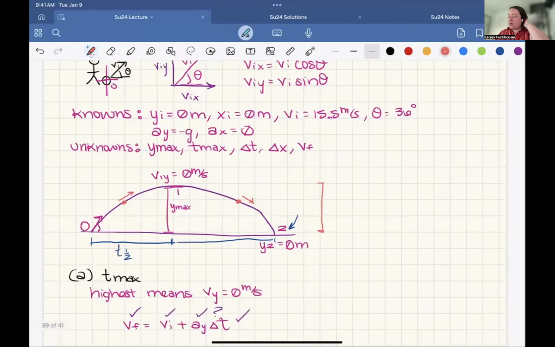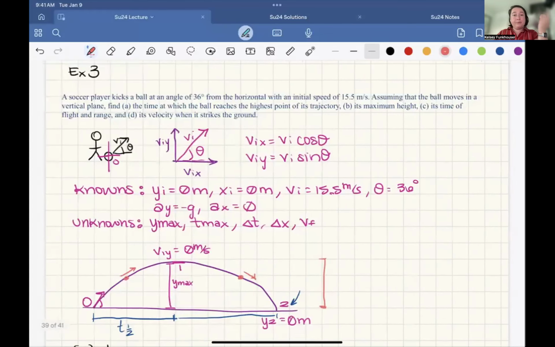Okay. So yeah, that last problem was a long one. But part of why I wanted to do it is because it shows you most of the things you're asked for in projectile motion.